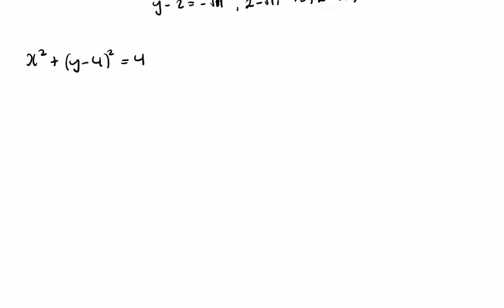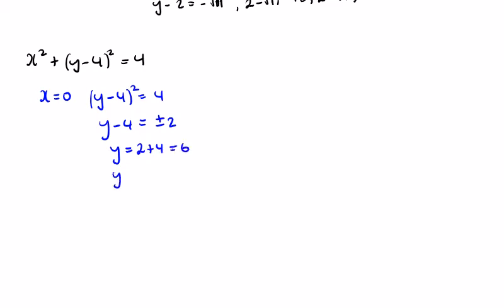We do the same for the second equation. We let x equal 0. We're going to get y minus 4 squared is equal to 4. So square root of both sides, y minus 4 is equal to plus or minus the square root of 4, plus or minus 2. So y is equal to 2 plus 4, which is 6. And y is equal to minus 2 plus 4, which is 2. So we have 0, 6 and 0, 2.